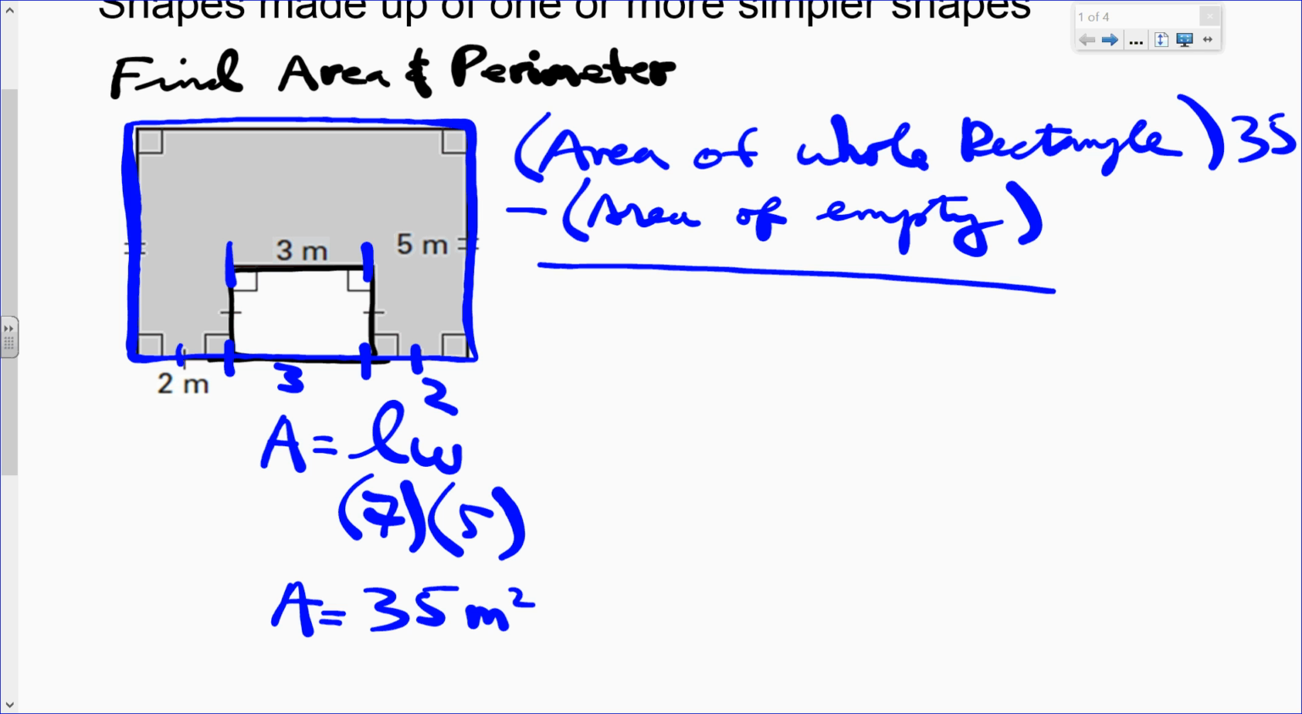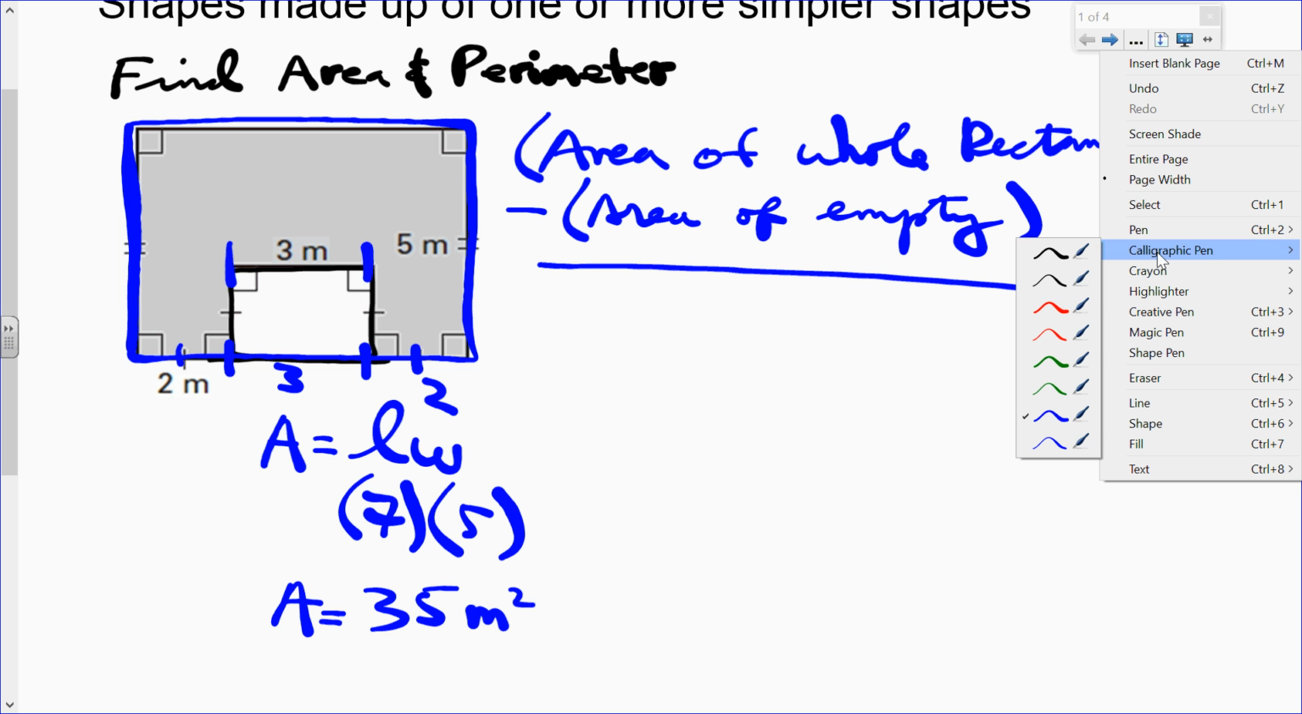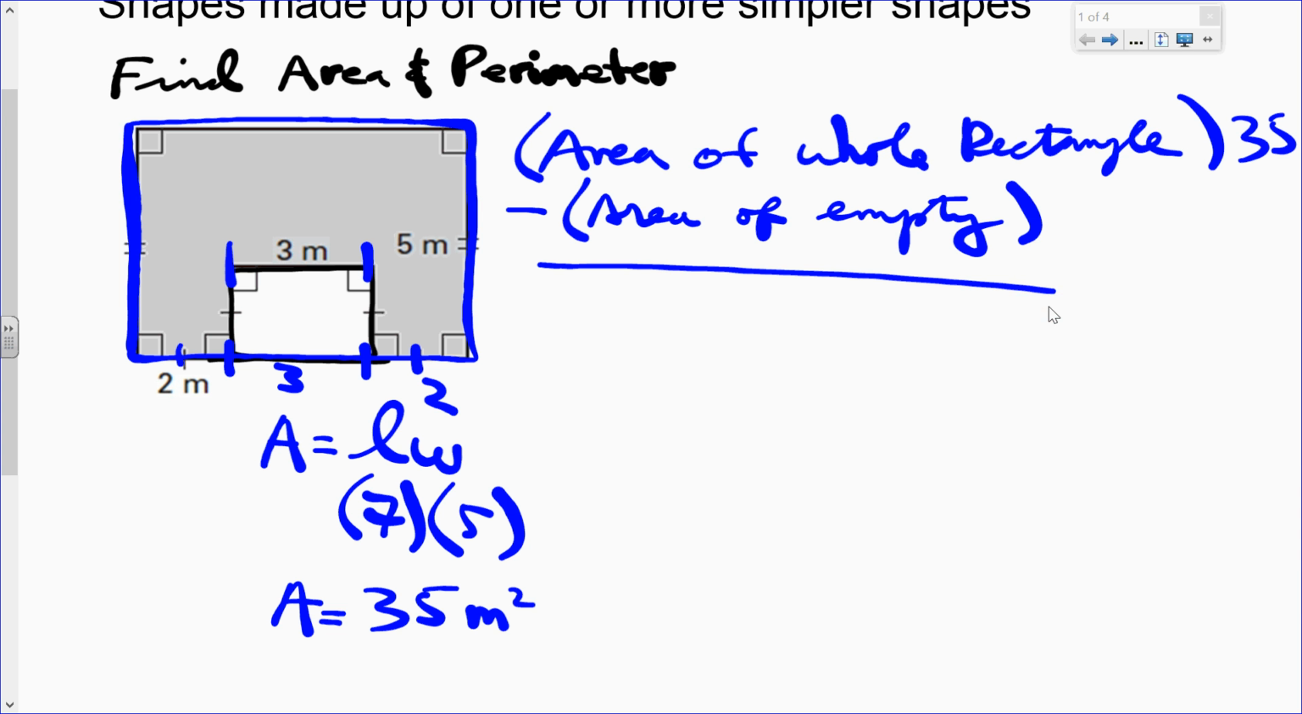Now I'm going to subtract the area of the empty rectangle. I'll highlight the empty rectangle in red. Right here. So let's focus on this empty rectangle. I'm taking the area of everything, and I'm going to subtract what's in red from the area of everything.